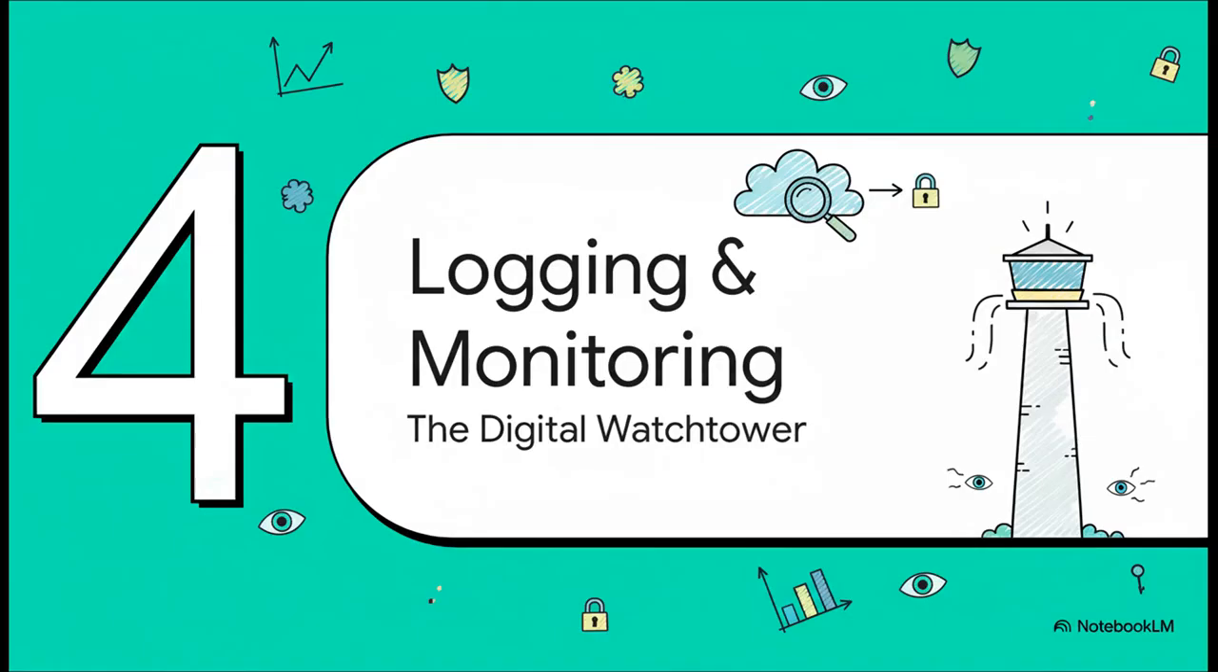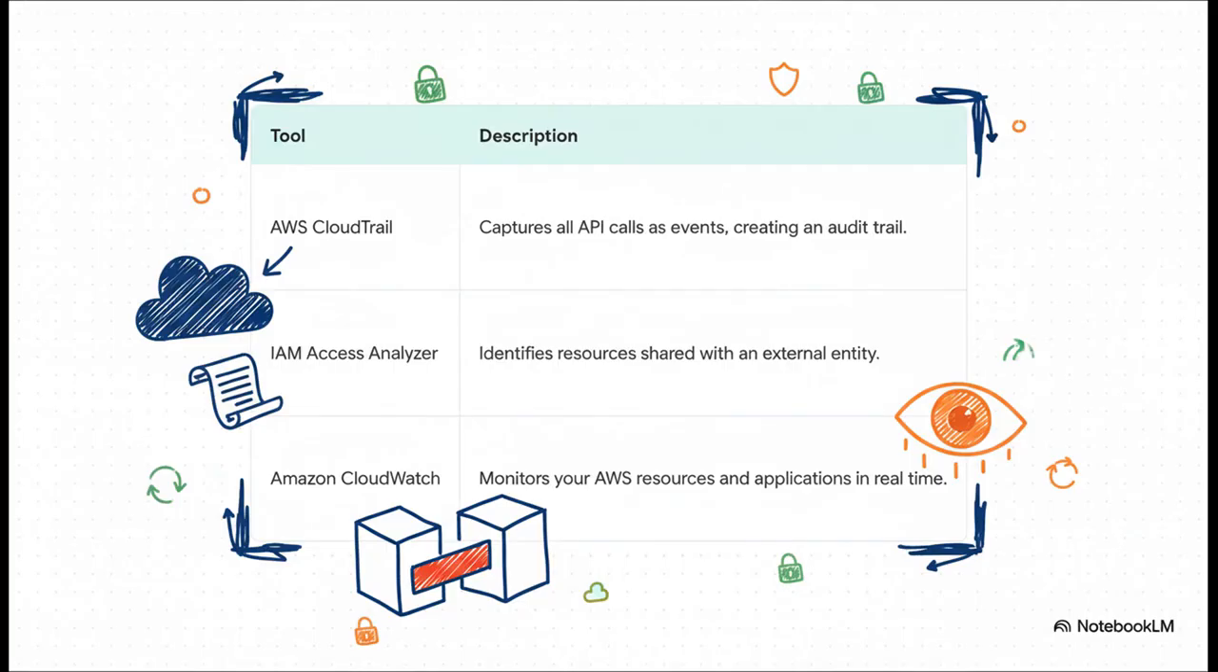But what about the threats you don't even know to look for? You can't protect against what you can't see. And that's where logging and monitoring come in. This is your digital watchtower, scanning the horizon for trouble. And AWS gives you some amazing tools for this. Think of it like this. AWS CloudTrail is the unchangeable logbook of everything that happens. IAM Access Analyzer is like a security guard that walks around checking for unlocked doors to the outside world. And then Amazon CloudWatch is your alarm system, monitoring for weird activity in real time and screaming when it finds something.